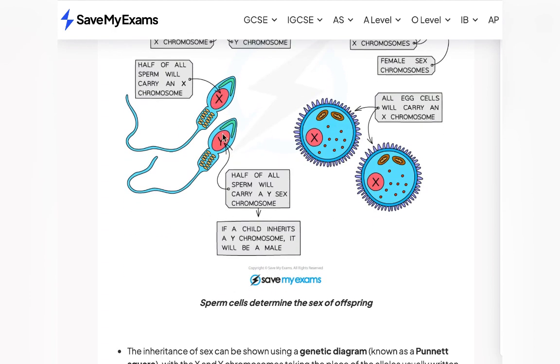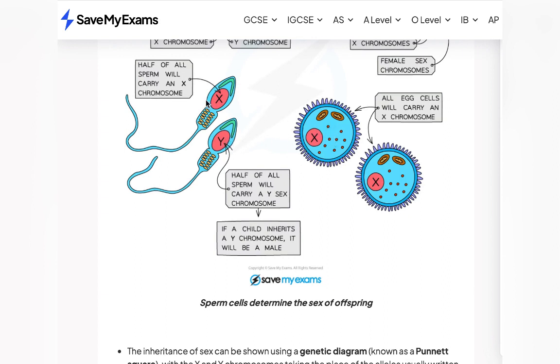So every sperm cell is in a pair also. You have the X one and the Y one. Half of all sperm will carry the X chromosome, and half of all sperm will carry the Y chromosome. If a child inherits a Y chromosome, it will become a male child.